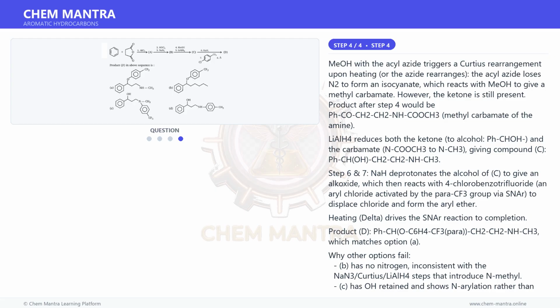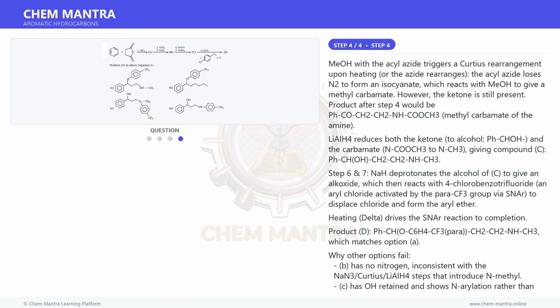And for the final step, MeOH with the acyl azide triggers a Curtius rearrangement upon heating. The acyl azide loses N2 to form an isocyanate, which reacts with MeOH to give a methyl carbamate. However, the ketone is still present. Product after step 4 would be Ph-CO-CH2-CH2-NH-COOCH3, the methyl carbamate of the amine.